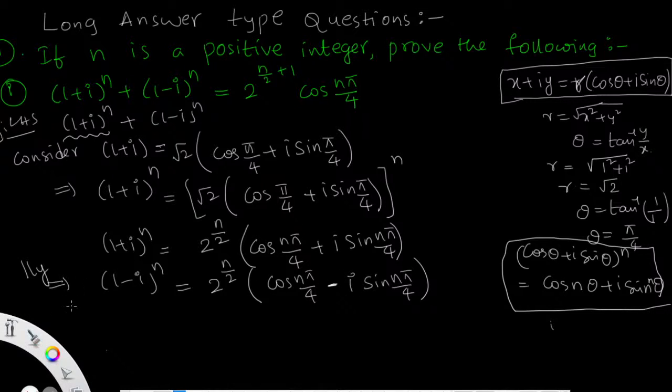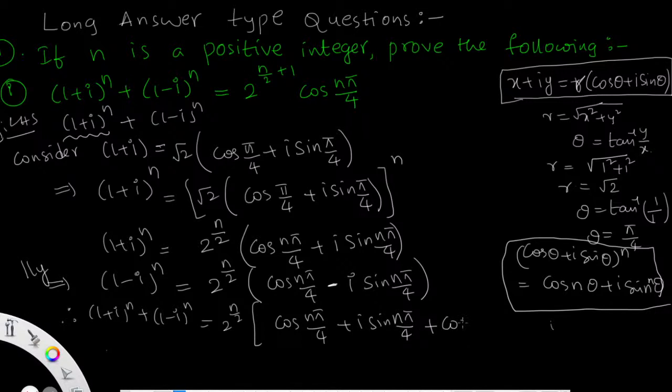Now the LHS is given, therefore (1 + i) whole to the power of n + (1 - i) whole to the power of n, we can add both terms. In both terms 2 to the power of n by 2 is common. So what we have done: 2 to the power of n by 2 is common in both terms. In the brackets I am writing cos n pi by 4 + i sin n pi by 4 plus cos n pi by 4 - i sin n pi by 4.